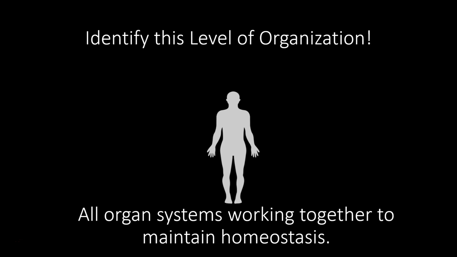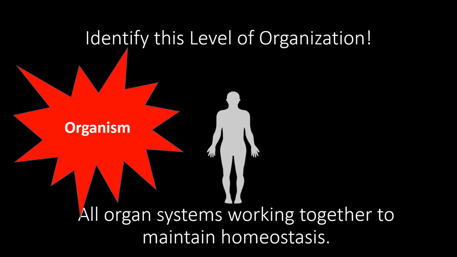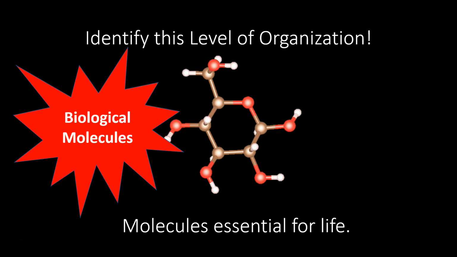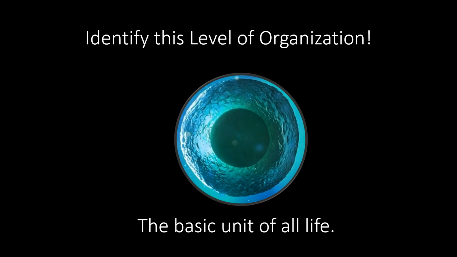All organ systems working together to maintain homeostasis. Identify this level. That would be organism, or the organismal level. Okay? Molecules essential for life. Specifically, carbohydrates, fats, proteins, and nucleic acids. That would be biological molecules. The basic unit of all life. That would be cells.